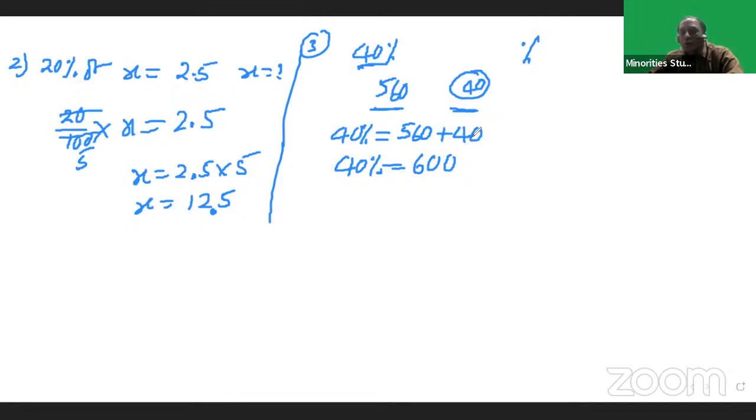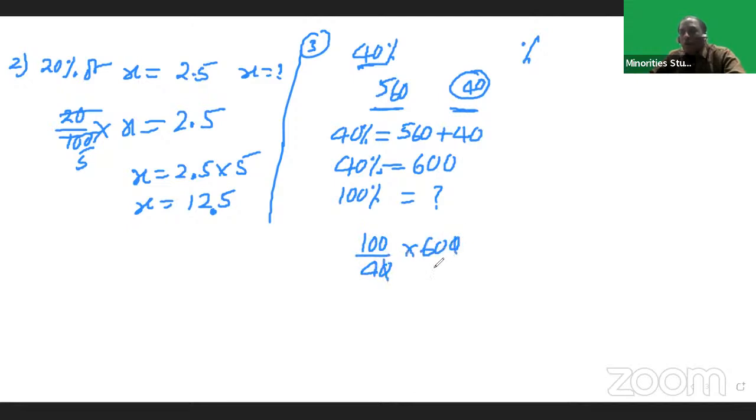Find the maximum marks. What is the meaning of maximum marks? That is 100%. If 40% is equal to 600, what is 100%? Down value by up value into right side value. That is the general formula. Down value 100 by up value 40 into right side value 600.